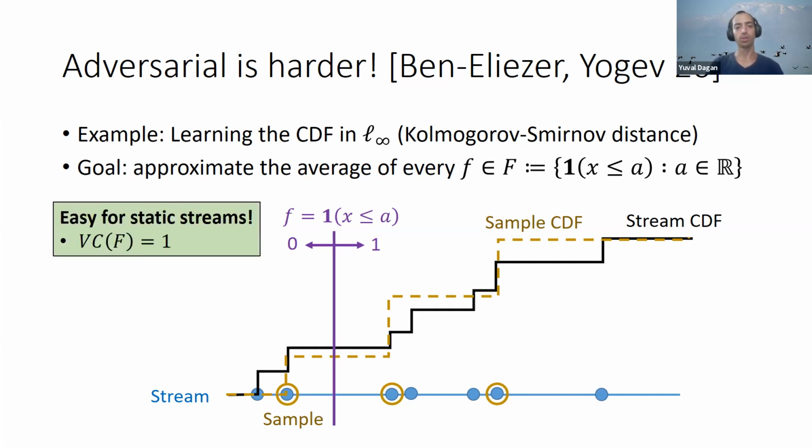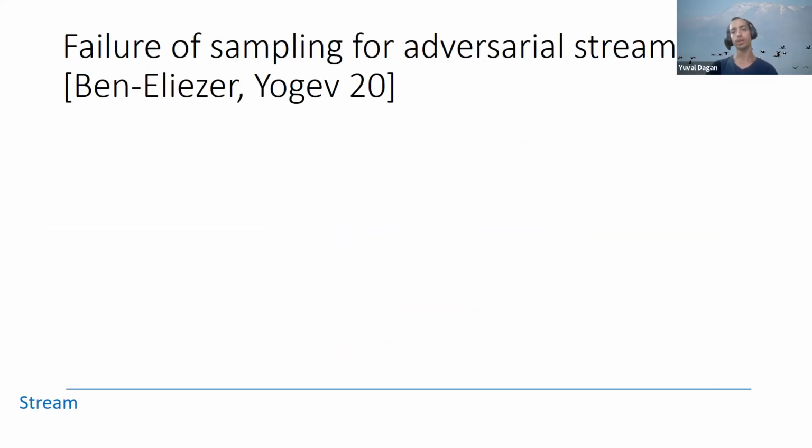Because this family of statistics has VC dimension 1, in the classical case we can do this efficiently with even a constant size sample. But what we will show is that for adversarial streams, this is in fact impossible to do. Here I'll show you the adversary that fools the sampler. The adversary will guarantee that all sampled points will be larger than the unsampled points.